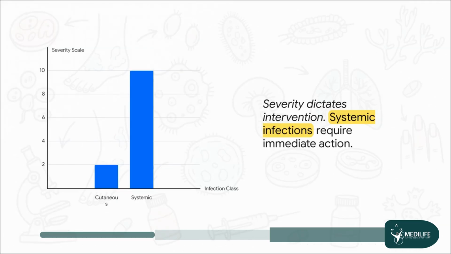Look, if you boil it all down, this is what you get. Superficial infection, it's a nuisance. You might use a topical cream. Systemic infection, it's an absolute crisis. Your response has to match that threat with immediate, aggressive intervention.